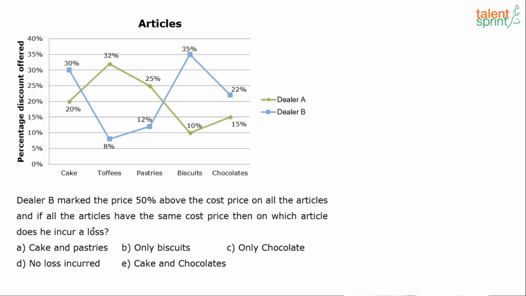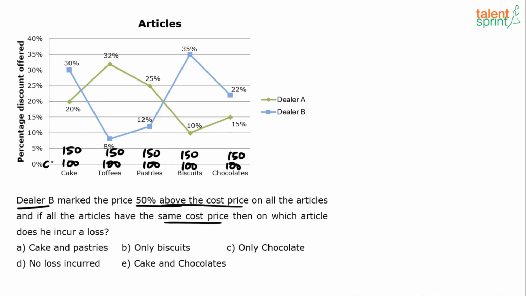So we are talking about dealer B here, right? Forget about dealer A. Forget about the green line, right? Now, what is the cost price? 100. See, all the articles have the same cost price: 100, 100, 100, 100 and 100. He marked all the articles 50% above the cost price. So 150 is the marked price for each one. This is the cost price, this is the marked price, right?